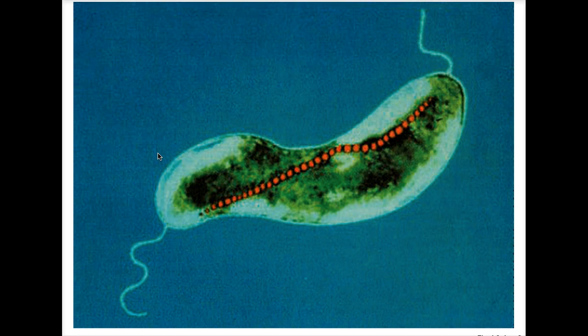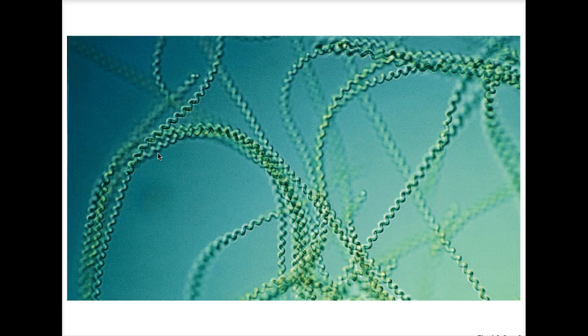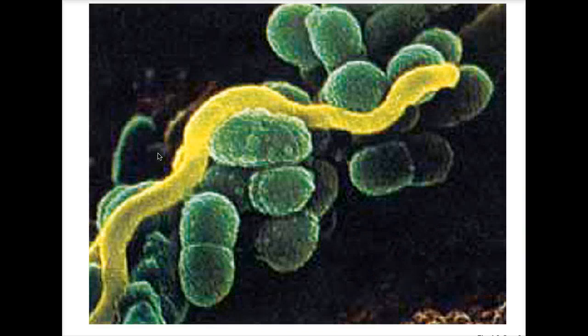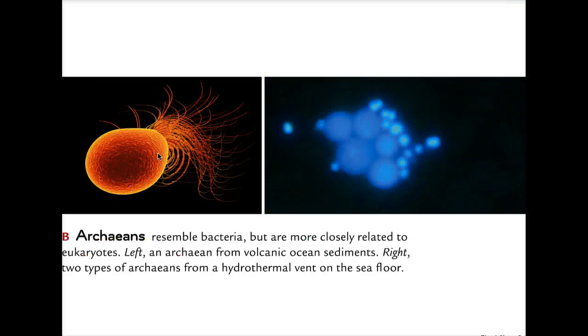So here are some close-up views of different types of bacteria. You can see there's a lot of variety in their shapes and extracellular structures. Some are coiled, some are spherical, some are rod-shaped, some are circular-shaped. So they are highly diverse within their own class.